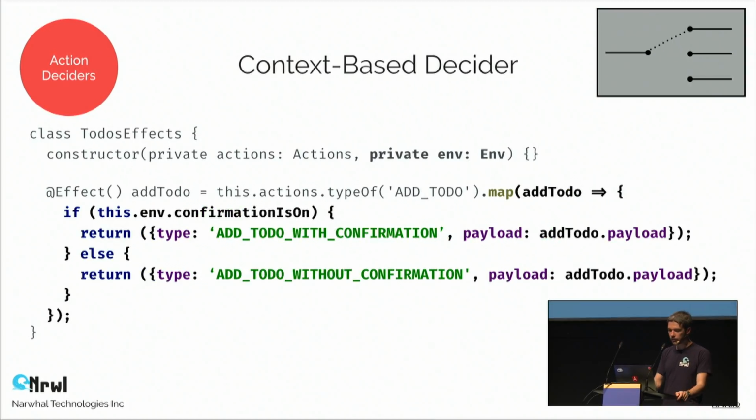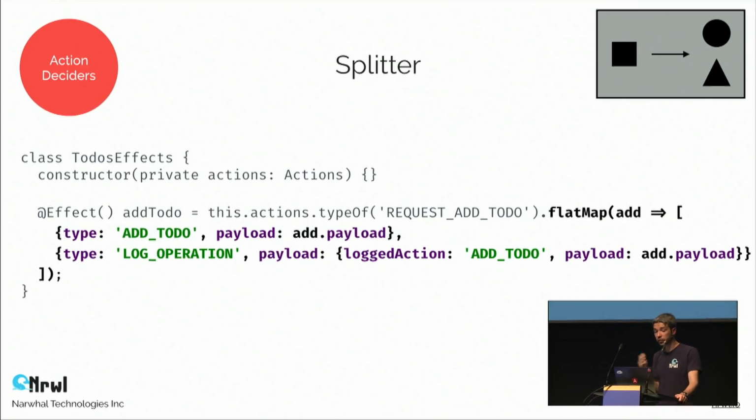Okay? The next decider, which is common, is the context-based decider. So it uses some information from the environment itself, from some injected entity, instead of the payload, to decide what a particular action should be mapped to. Okay? This is common as well when our application has distinct workflows which the component dispatching that action shouldn't know about. The component always dispatches one action, and then somewhere else here, the context-based decider will decide what that action should be mapped to and how it should be handled.